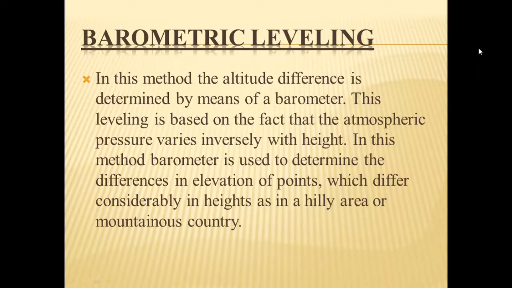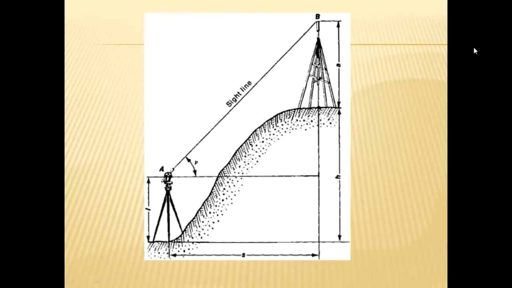Barometric leveling. In this method, the altitude difference is determined by means of a barometer. This leveling is based on the fact that the atmospheric pressure varies inversely with height. In this method, a barometer is used to determine the differences in elevation of points which differ considerably in height, as in hilly or mountainous areas. This is a picture which shows how barometric leveling is used.